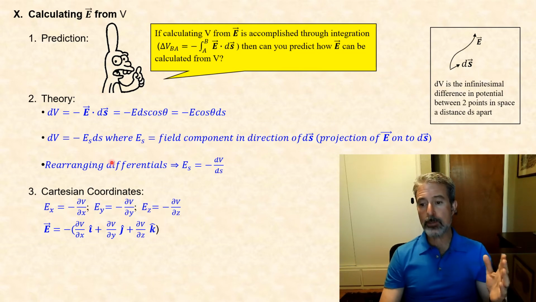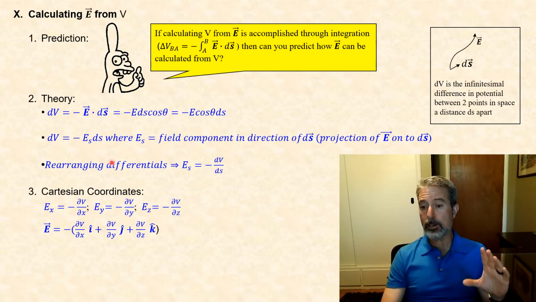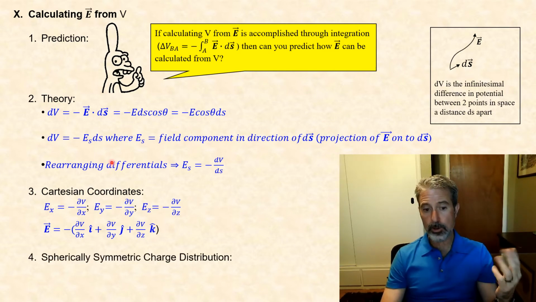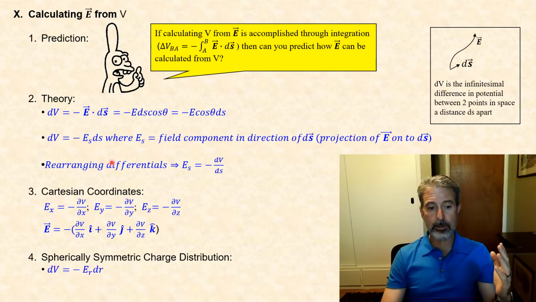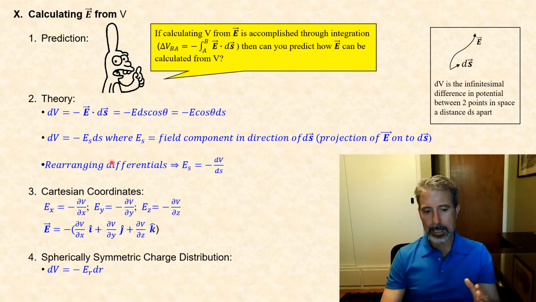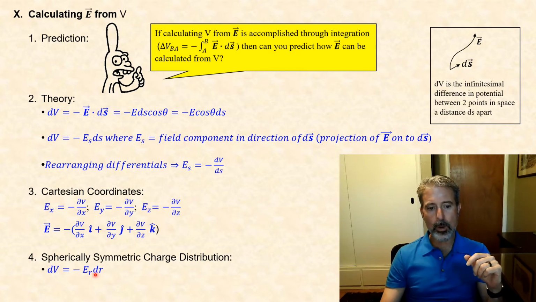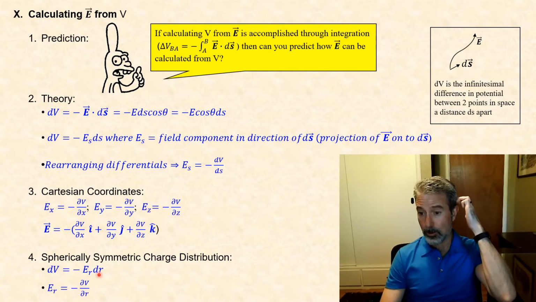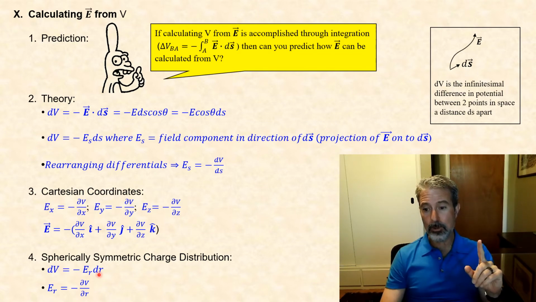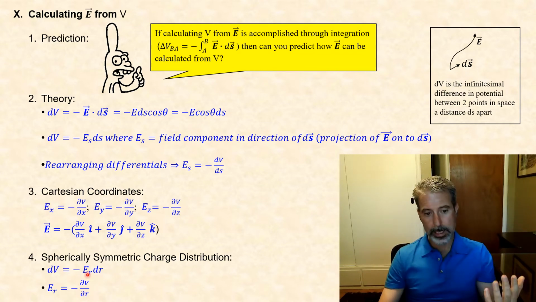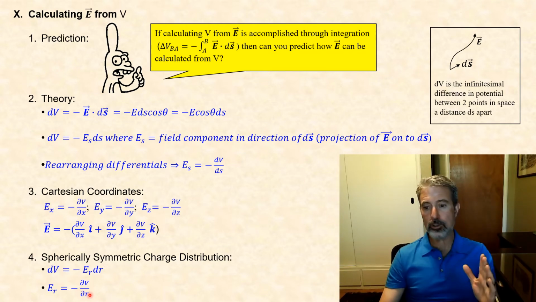And another very common symmetry that we have is radial symmetry, in which case, for a spherically symmetric charge distribution, dV, the infinitesimal contribution of the field to the potential, we can write, instead of minus E sub s ds, as minus E sub r dr. For this radial symmetry, the field has only one spatial coordinate to represent it, that is, the radial direction, in which case that single component of the field, E sub r, is what we get by taking the opposite of the derivative of the potential with respect to r.